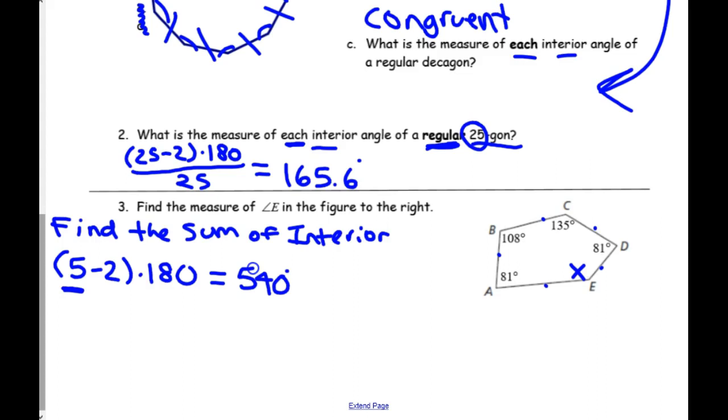What if it was a 6-sided figure? It's not 540 anymore, right? You use that formula. Now, I'm going to set this up as an equation. I'm going to add all 5 angles equals 540, okay? So start here. 81 plus 108 plus 135 plus 81 plus x equals the total of 540.